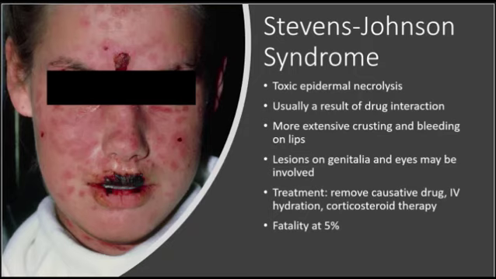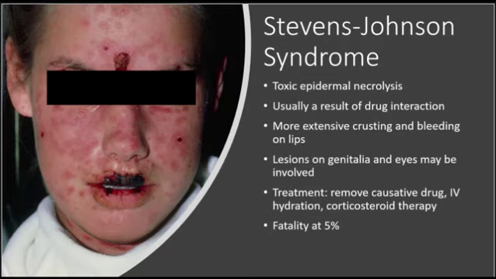Stevens-Johnson syndrome. It used to be called an extreme form of erythema multiforme. So your national board may also associate this with a bullseye lesion, but that's not really correct because Stevens-Johnson syndrome is the result of a prolonged drug interaction, and it results in more extensive crusting and bleeding.